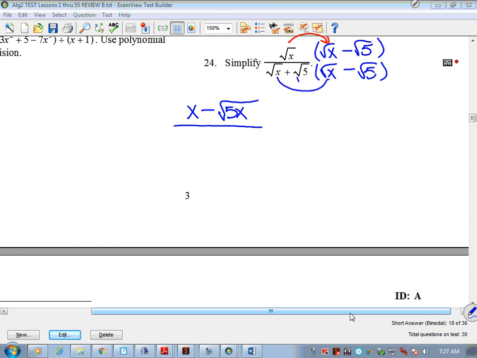Then I'm going to multiply by the difference. So radical x times radical x again is x. Radical 5 times negative radical 5 is negative 5. If we look at the answer there, that's it. That won't simplify any further. So that's my answer to number 24. Again, that's lesson 44, rationalizing denominators.